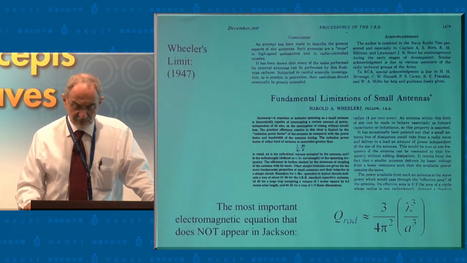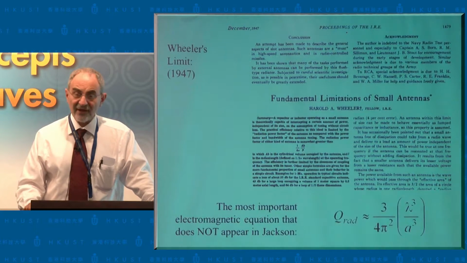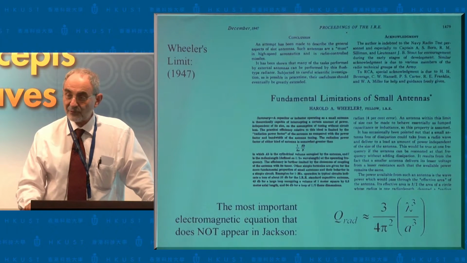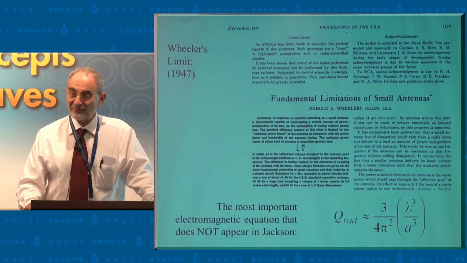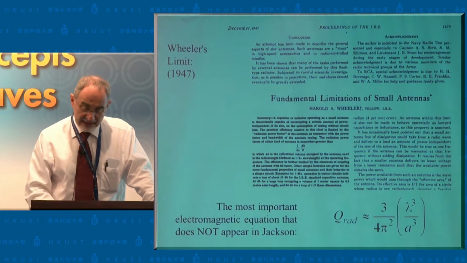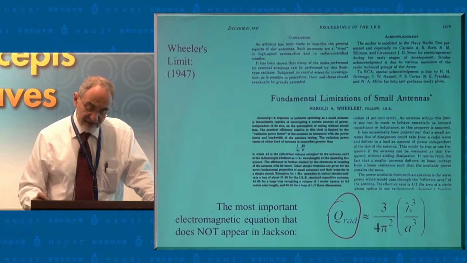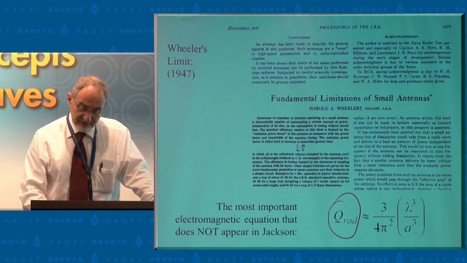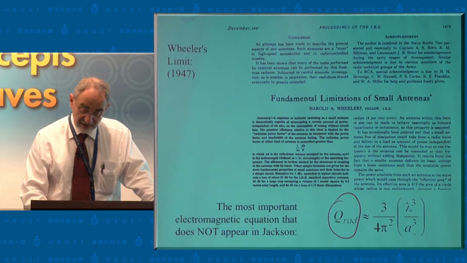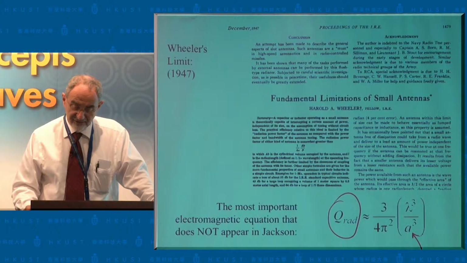This is the most important electromagnetic equation that does not appear in Jackson. Of course, there's many important equations in Jackson. This is the most important one that does not appear. And it tells you the radiation Q, the best radiation Q. That's to say, the best is, of course, the lowest radiation Q, because you want radiation. And it depends upon the cube of the size.